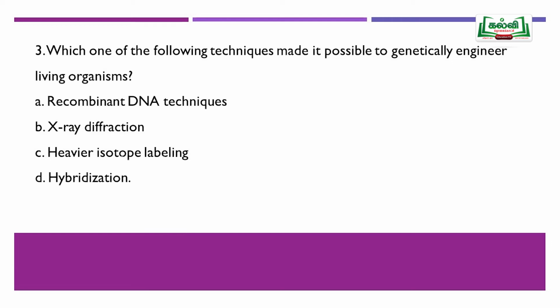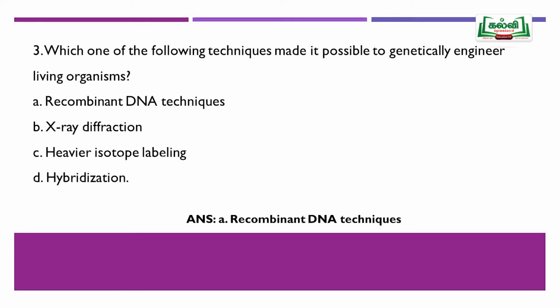The second one is X-ray diffraction. X-ray diffraction is a method in which we may view the 3D surface of the crystal. The next one is heavier isotope labeling. In autoradiography we may use heavier isotope labeling, but we may not use it for any genetic engineering. Then hybridization: in hybridization we go for southern blotting, western blotting, northern blotting. But the exact answer for this question is recombinant DNA technology.